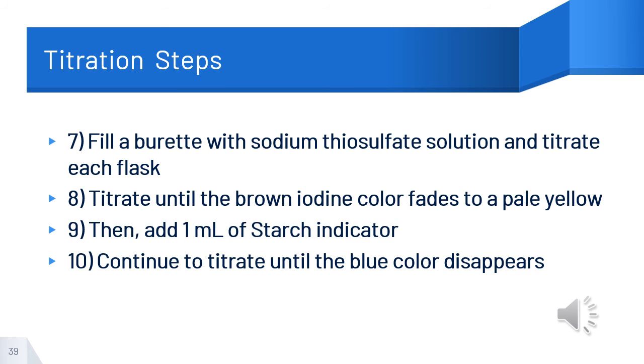Step 7, fill a burette with sodium thiosulfate solution and titrate each flask. Titrate until the brown iodine color fades into a pale yellow. Step 9, then add 1 milliliter of starch indicator. Step 10, continue to titrate until the blue color disappears.